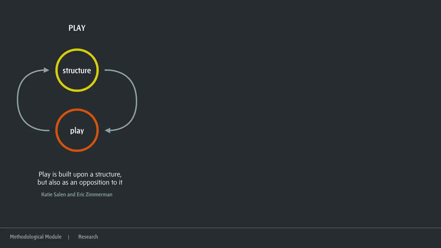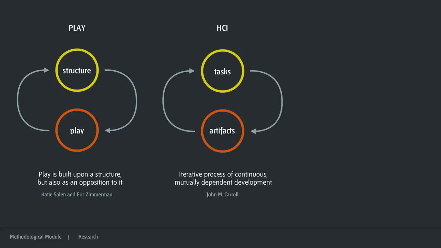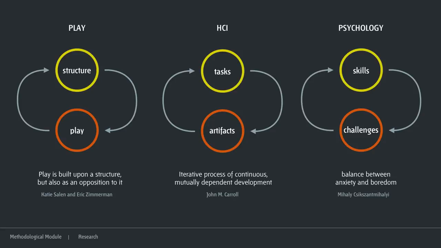So I've been finding this kind of model in a lot of the books I've been reading. For example, in play we have this opposition between structure and play, because play builds upon structure and also as an opposition to it, creating some kind of symbiotic relationship. The same happens in human-computer interaction with the model of John Carroll between tasks and artifacts. And the same happens in psychology. It's an opposition, and also a relationship between skills and challenges, a balance between anxiety and boredom. So I think this is a model that I will have to have in mind all the time.